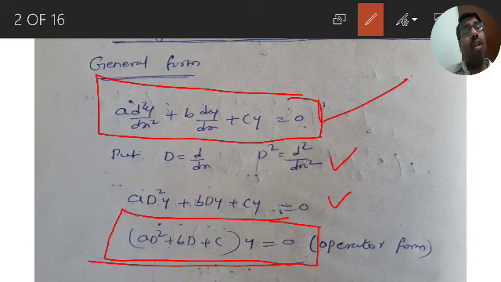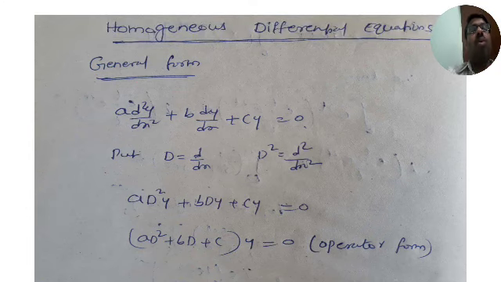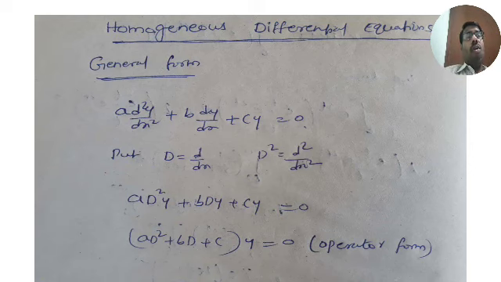Repeatedly, that is why I am telling you, you should know that. By seeing the equation itself, we can tell it is homogeneous, second order, linear, with constant coefficients. So two things are given: the general form and the operator form of a homogeneous second order linear differential equation with constant coefficients.